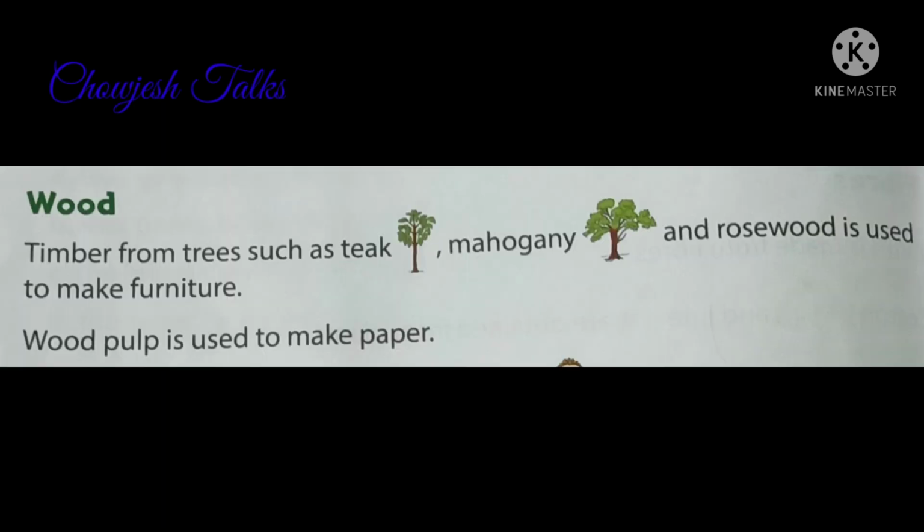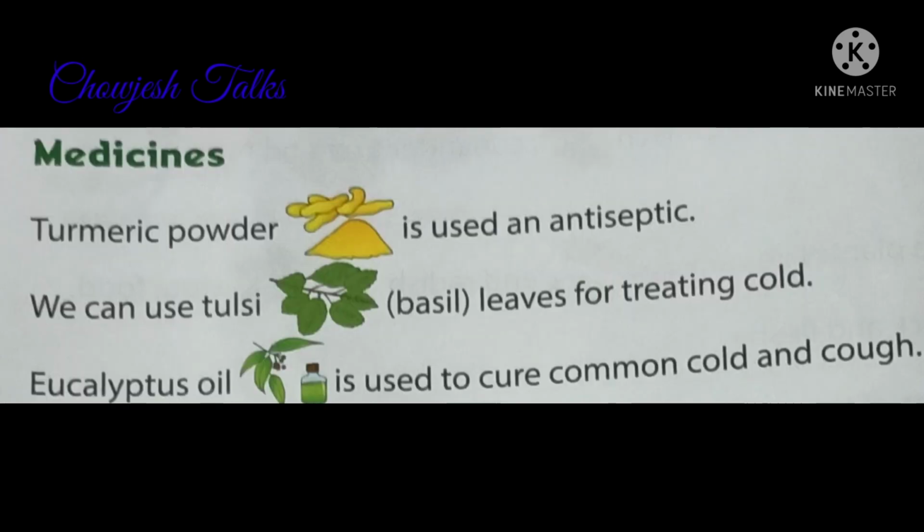Wood. Timber from trees such as teak, mahogany, and rosewood is used to make furniture. Wood pulp is used to make paper. Medicines. Turmeric powder is used as an antiseptic. We can use tulsi leaves for treating cold. Essential oil is used to cure common cold and cough. These are the parts and uses of plants.